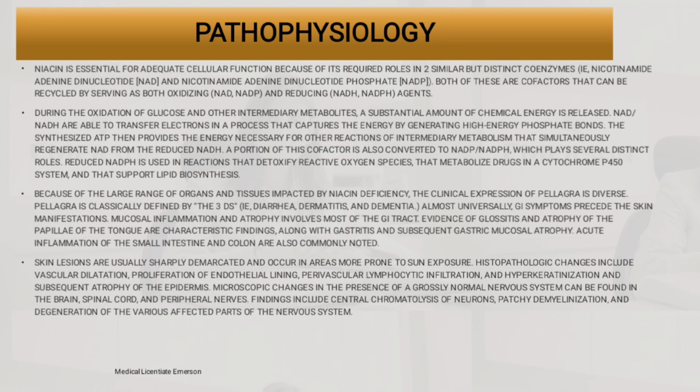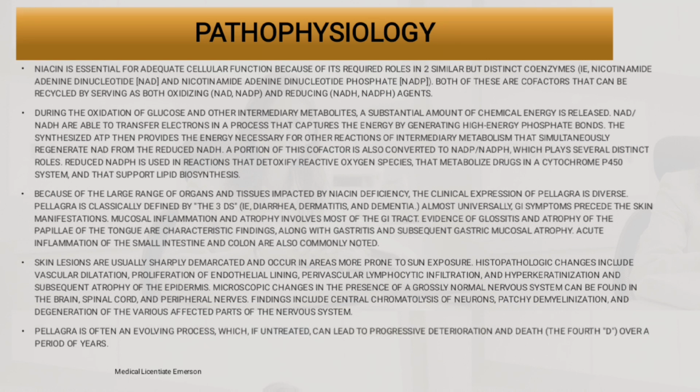Microscopic changes in the presence of a grossly normal nervous system can be found in the brain, spinal cord, and peripheral nerves. Then findings include central chromatolysis of neurons, patchy demyelination, and degeneration of the various affected parts of the nervous system. Okay, so that's the brief pathophysiology, and you have to know that it's diverse. Okay, but that's the main cofactors that are involved.